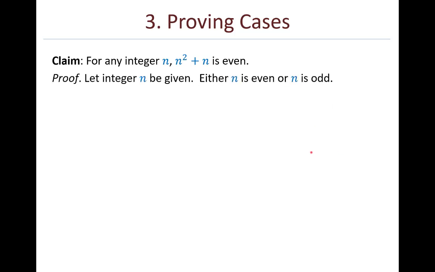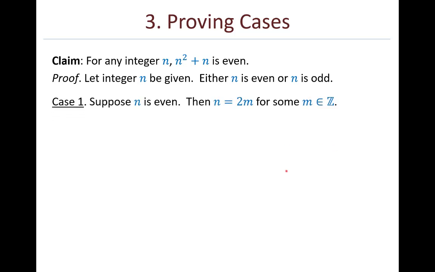So to begin the proof, let integer n be given. Either n is even or n is odd. So let's try those two cases separately and see if the result of the claim comes out in both cases. So case 1, suppose n is even. Then n equals 2m for some integer m.